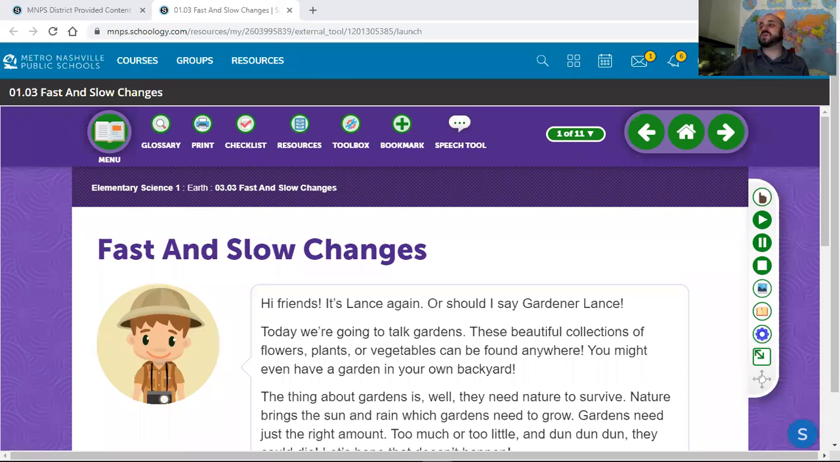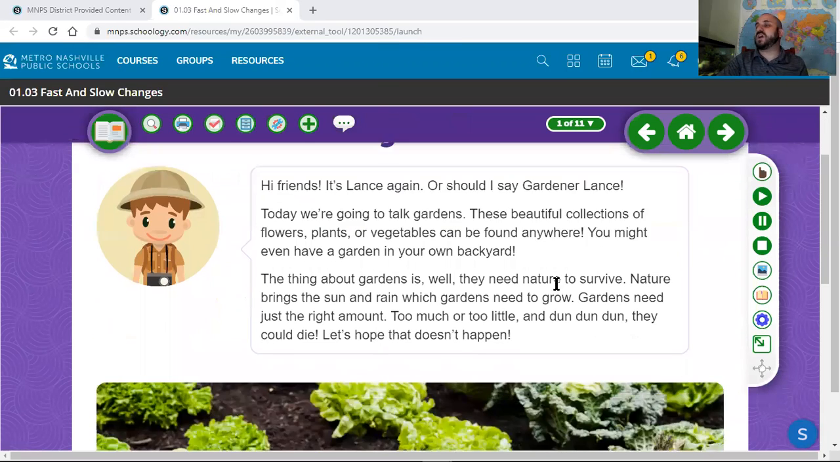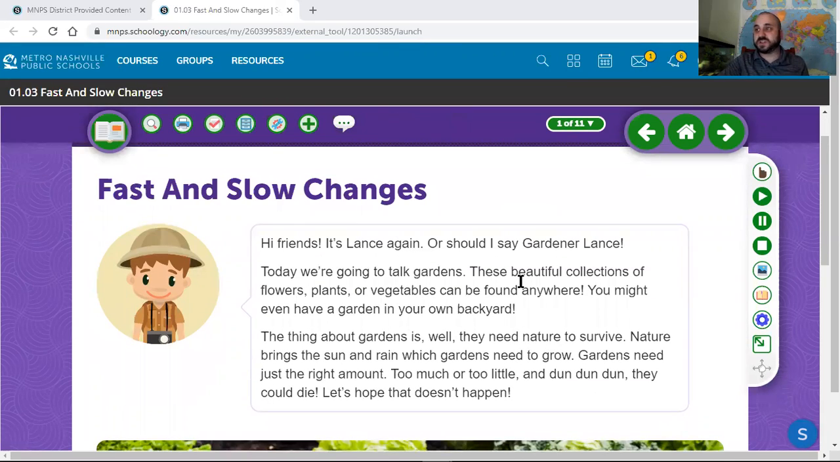This week, or today, we're going to be talking about fast and slow changes. Once again, in science, we're studying all about the Earth and Mother Nature. So let's go ahead and switch over to Florida Virtual Learning School, and we can go through this module together. There'll be some places where your teachers will be able to take over and talk about some activities or make some predictions or answer some questions. All right, so fast and slow changes.